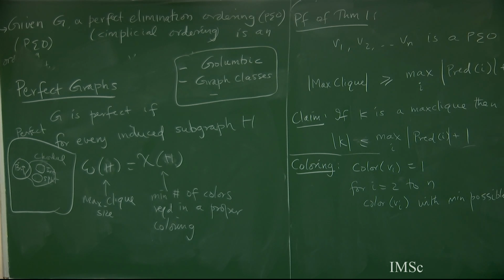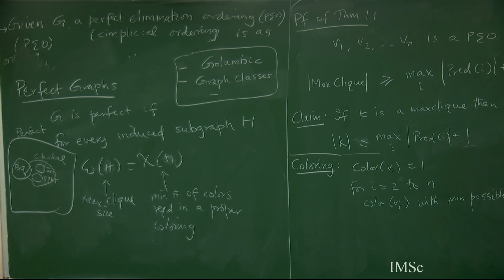Vi has some vertices coming later, I am not bothered about it. Look at those vertices that have come before, because those are the ones that have been colored. Among all those, pick the color which is freely available to me, which just avoids the colors used among my neighbors. Then how many colors do I need? At most predecessor of i plus 1 colors, because that's the number of colors used by my predecessors.